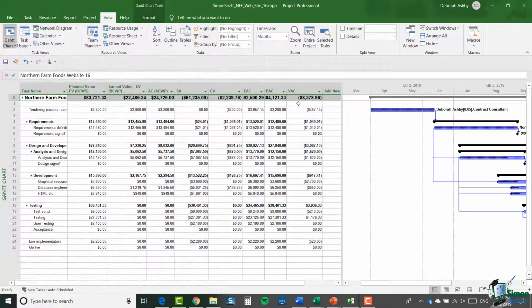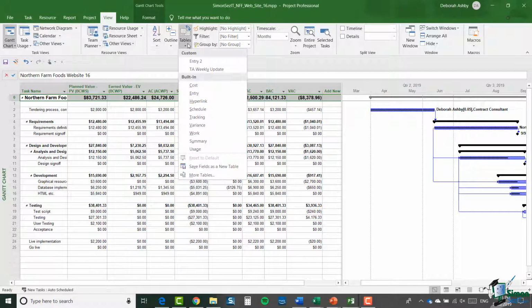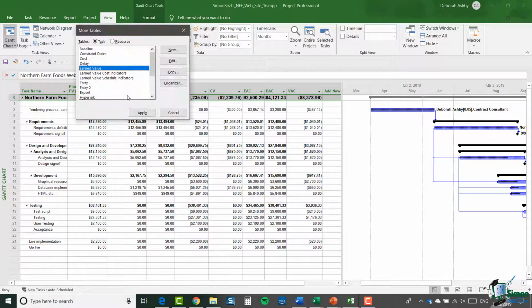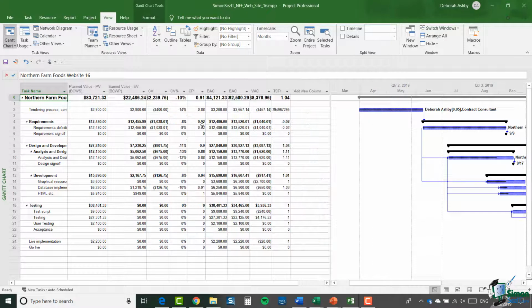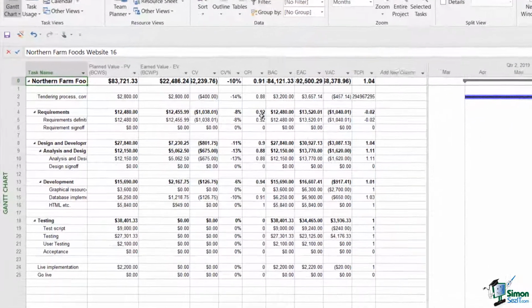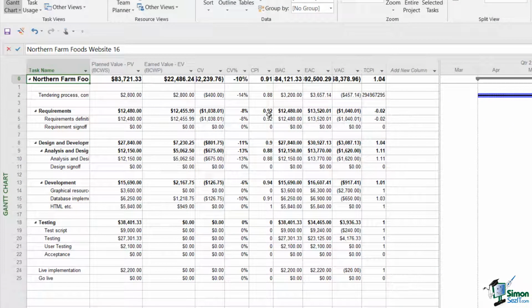Now let's take a look at one of the other earned value tables. So let's go back up to tables, down into more tables, and we're going to take a look at earned value cost indicators and apply. So in this table, by default, the first 2 columns are PV and EV. Then we have CV, and then we have CV percent. And CV percent contains the ratio of cost variance to budgeted cost of work performed expressed as a percentage.